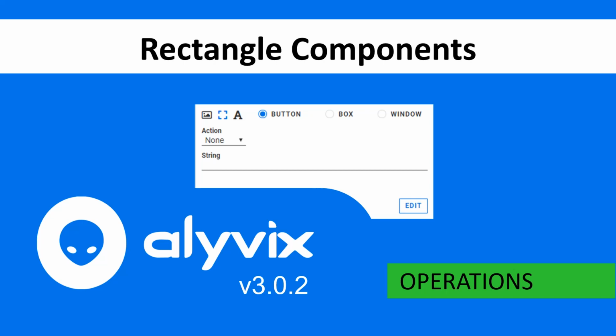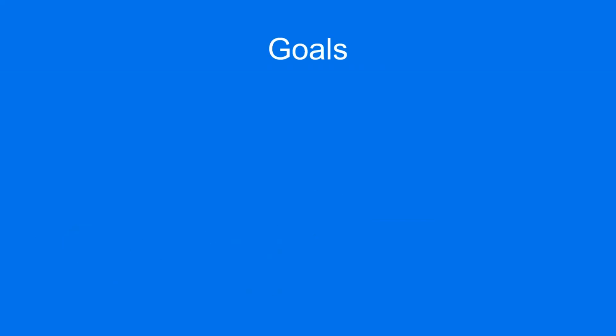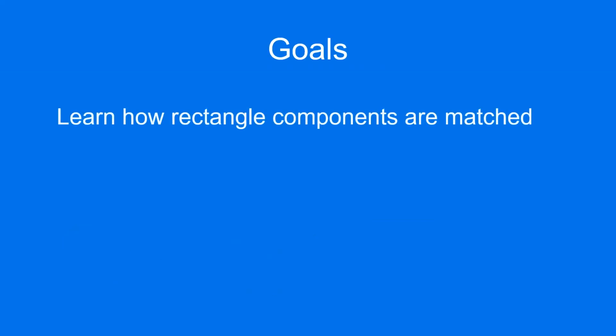Welcome to Alyvix. This is an operations tutorial dealing specifically with rectangle components. In this tutorial, we'll see how the rectangle component options and raster logic determine which target will be chosen when multiple similar targets are available.